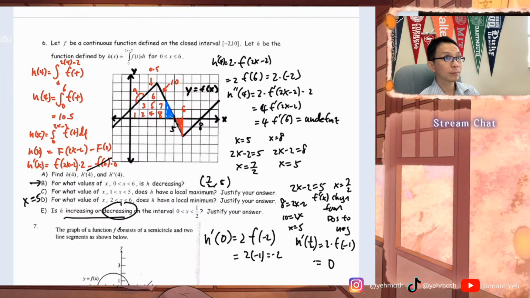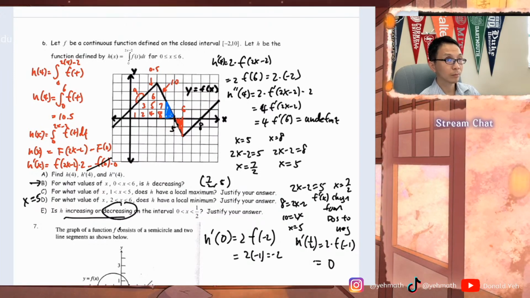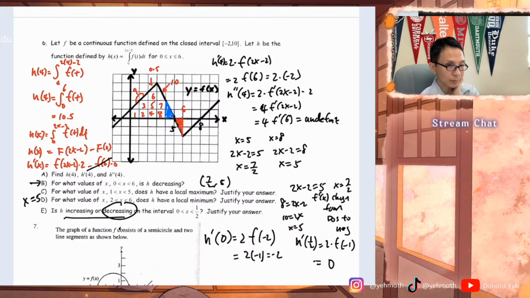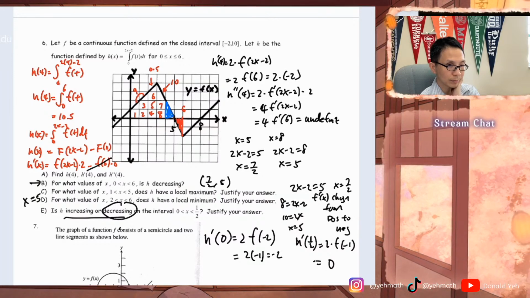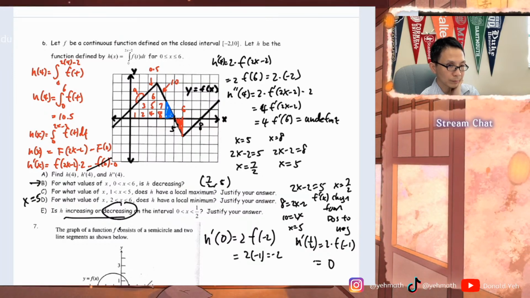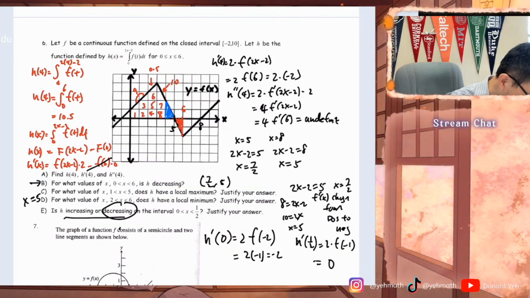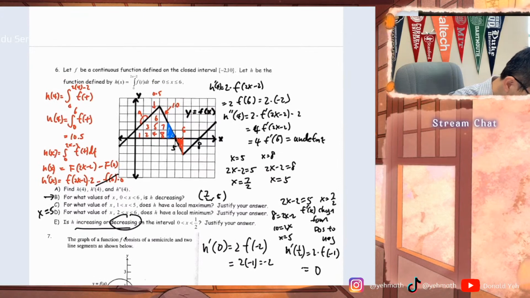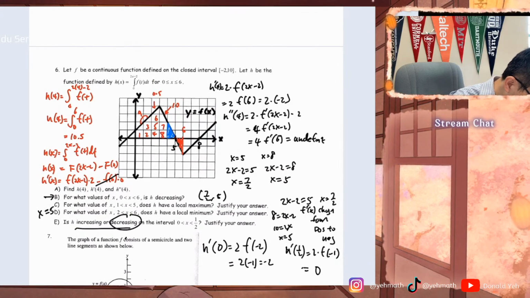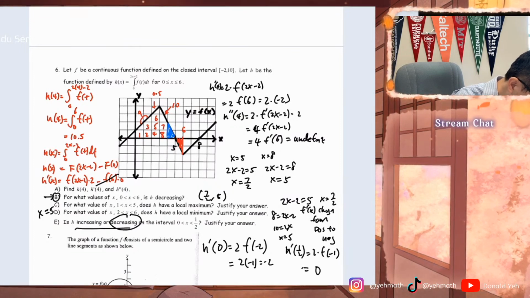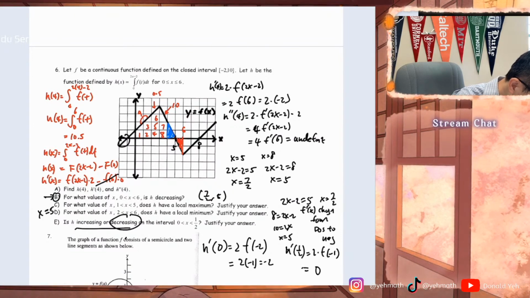For 16, you said it's from 3.5 to 5. But there's also that little part from -2 to -1, which is also below the x-axis. Oh yeah, let's look at it. There might be, yeah, there's more. Good call. So we're going to go back to answer B because they are in this region right here. I forgot this part. So it'll be -2.